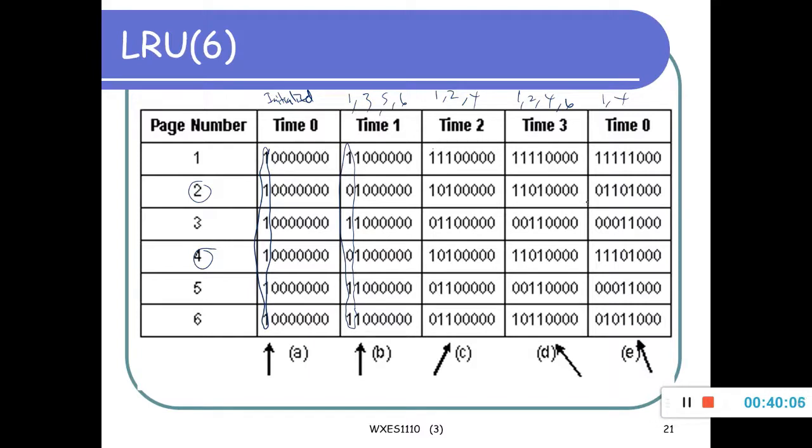So this is the least recently used 8-bit reference. Now the one with the smallest reference byte value is the one least recently used. Okay. So the values stored in the reference bytes are not unique. You can see here from the last value that 3 and 5 have the same value.